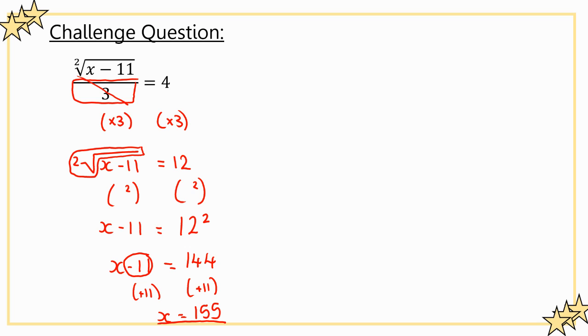Very well done if you managed to do that challenge question. When you are solving 2-step equations with square and square roots, there are multiple different ways that your equations can be formed.